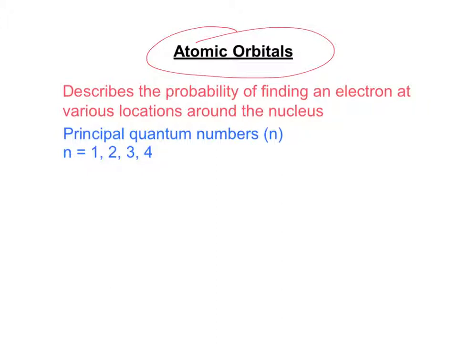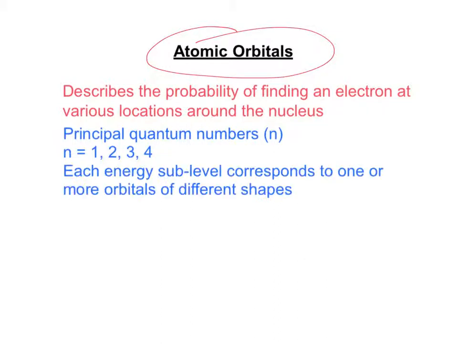The energy levels of electrons in the quantum mechanical model are labeled by principal quantum numbers, n. These numbers are assigned the values n equals 1, 2, 3, and so forth. For each principal energy level greater than 1, there are several orbitals with different shapes and at different energy levels. These energy levels within a principal energy level constitute energy sublevels. Each energy sublevel corresponds to one or more orbitals of different shapes. The orbitals describe where an electron is likely to be found.